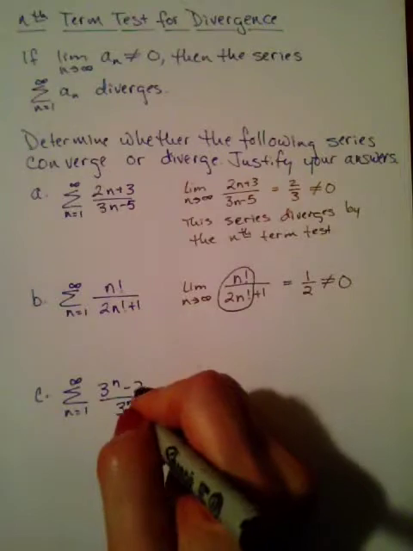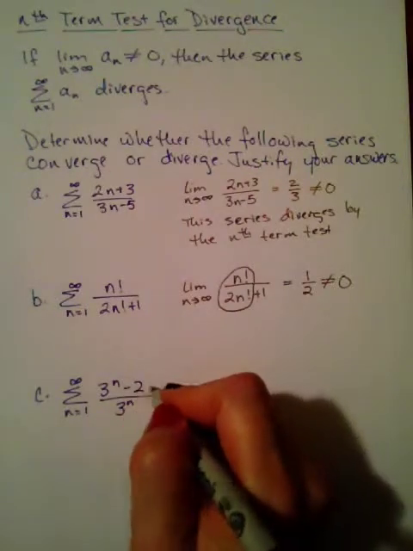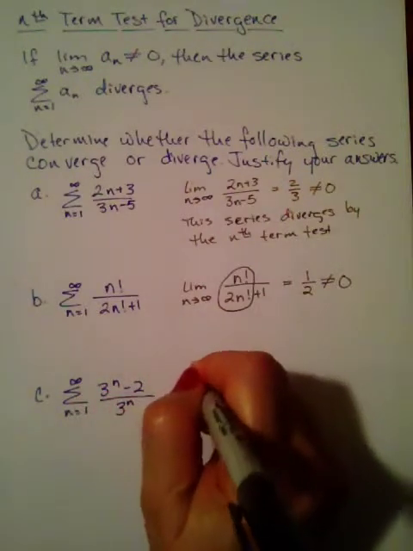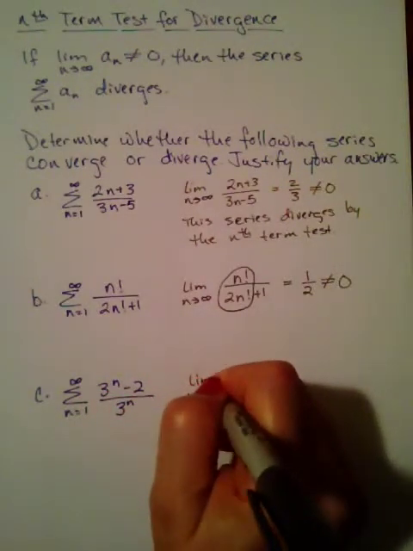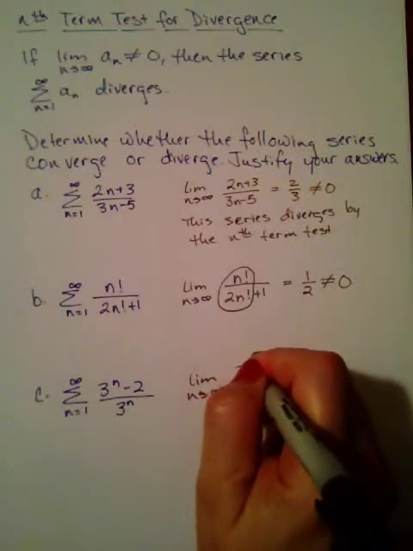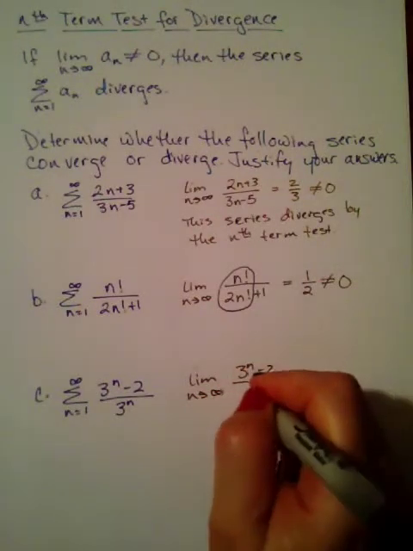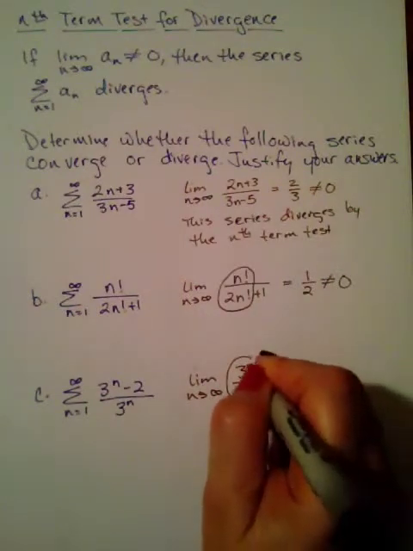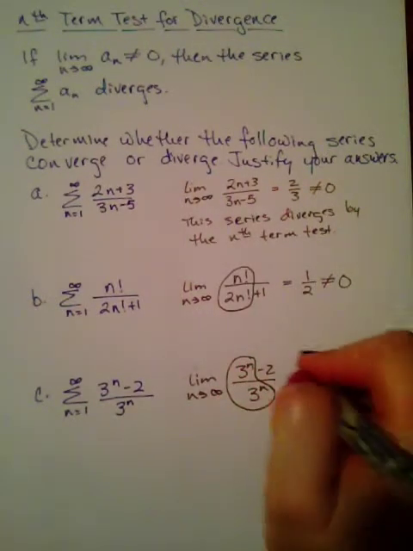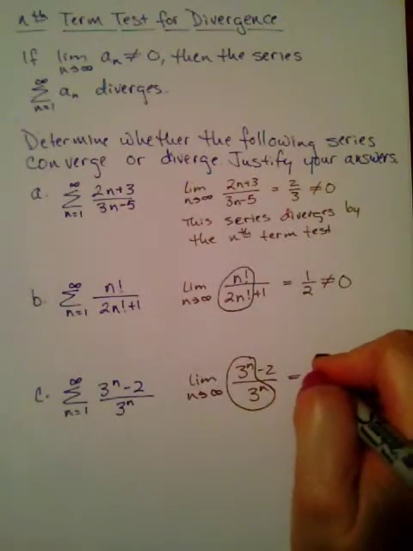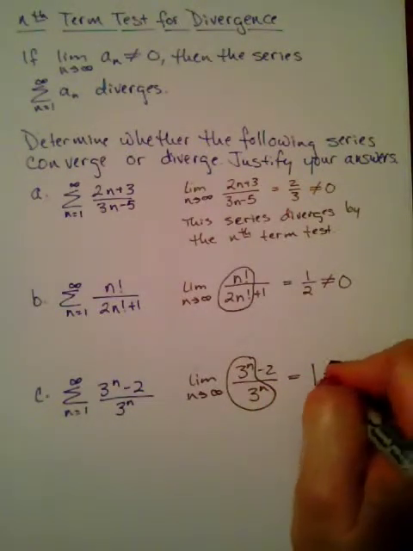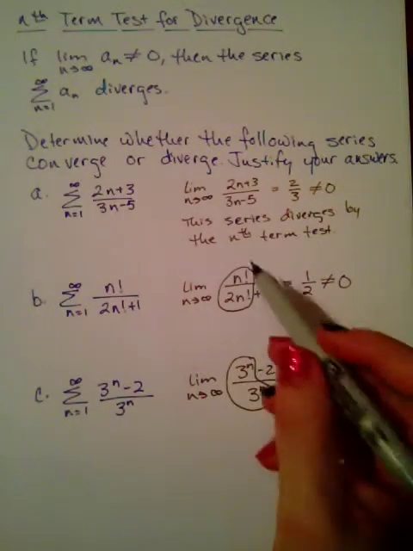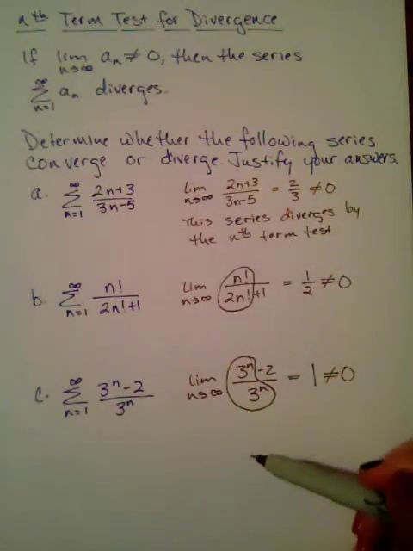Another one to look at, with dominant terms, you have 3 to the n minus 2 over 3 to the n. So if I do the limit as n approaches infinity for this, that minus 2 in the numerator is not going to mean a lot out towards infinity. The dominant terms are right here, 3 to the n over 3 to the n. And what that reduces down to is 1, which is also not equal to 0, and that's what's important here. So both of these, well, all three of these series diverge by the nth term test.